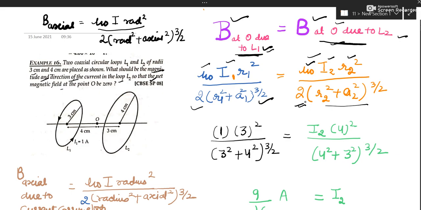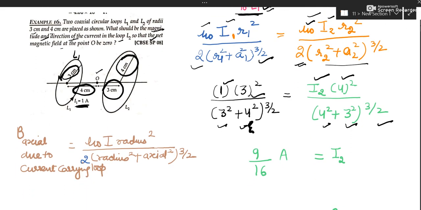You can see I1's value is given as 1 ampere, so I have substituted it, and its radius is 3 cm, so I have substituted the radius square as well. The axial distance you can see from here is marked as 4 cm. From loop L1 the axial distance is 4 cm. Similarly, the second current is to be found, and you can substitute the radius, which is 4 cm, and the axial distance for the second loop, which is 3 cm.